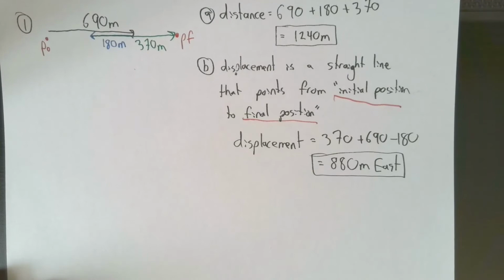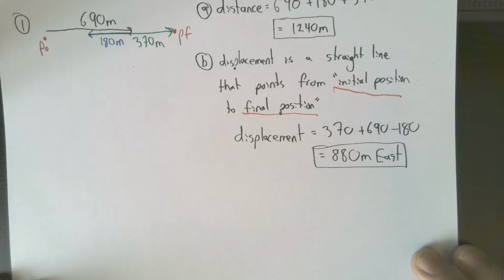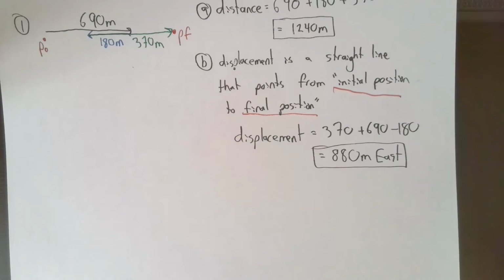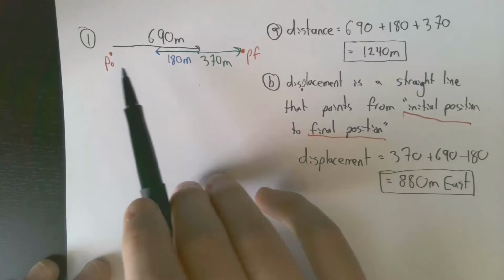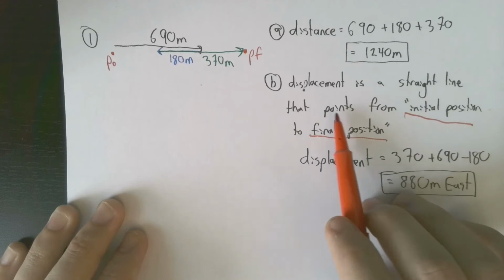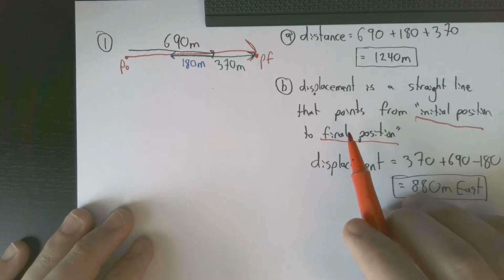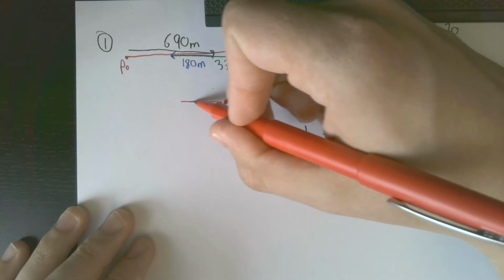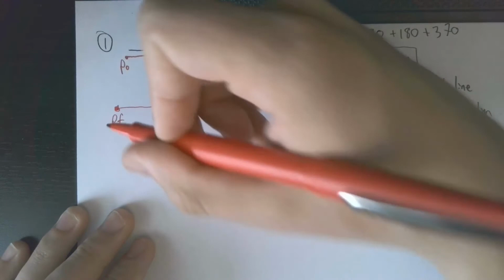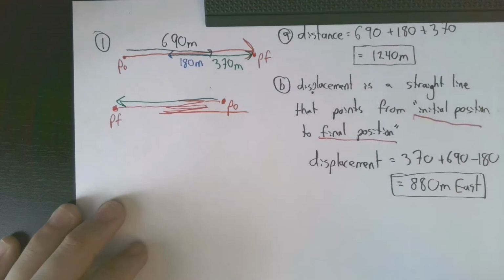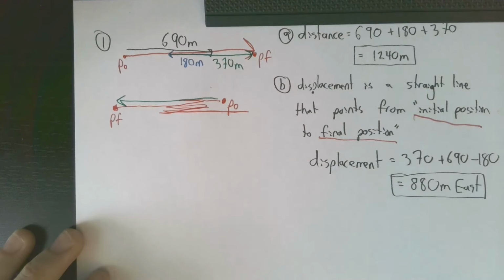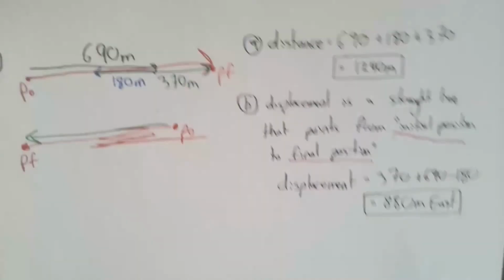Anything left is negative? Yes. There's a question in the chat that says, anything left is negative? If it's negative overall, so basically, let's look at the definition again. Displacement is a straight line that points from initial position to final position. So if I point from initial to final, my arrow is right, so it's positive. If I were to draw a picture like this, PO, and it goes back and forward, back and forward, and there's PF, the arrow from PO to PF is left, so it's negative. So yeah, if the arrow that points from PO to PF is left, that's negative. Also the same case for down.